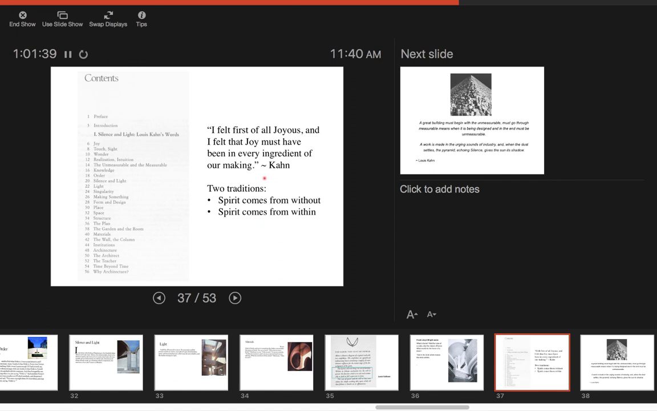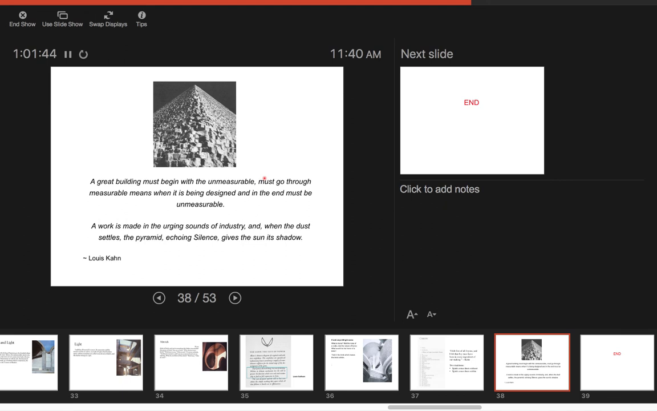So, two quotes toward the end of my book. A great building must begin with the unmeasurable. So, what is education? Well, what is a human being? Must go through measurable means when it's being designed. Bricks, budgets, payoffs, corrupt politicians, contractors. And in the end, must be unmeasurable.